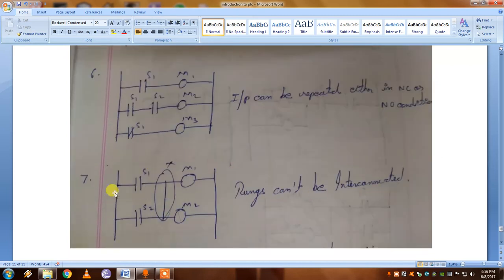The last rule is that rungs cannot be interconnected. If there are two rungs, they cannot be interconnected by the same line. Thus, it will create a problem, and also it will create some errors.